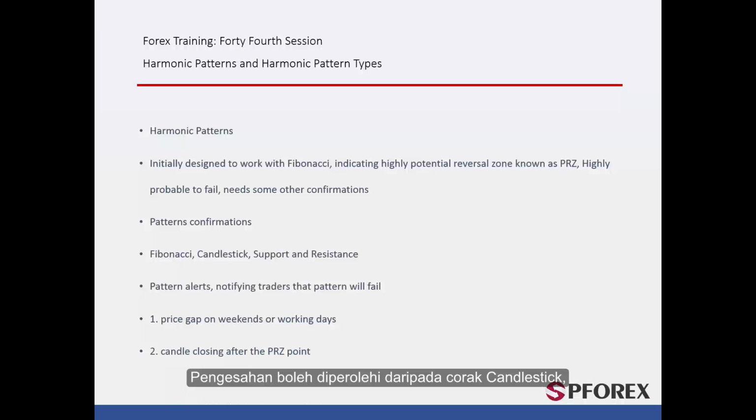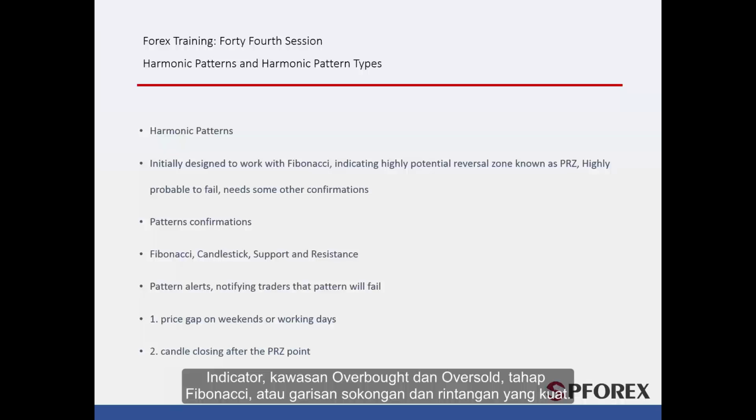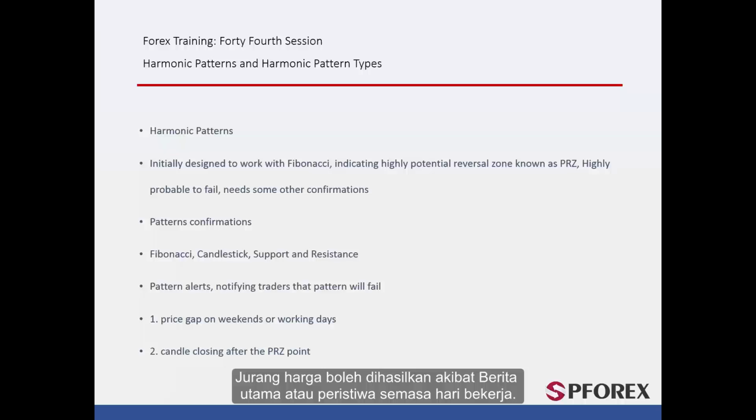Confirmations can be derived from candlestick patterns, indicators, overbought and oversold regions, Fibonacci levels, or strong support and resistance lines. Harmonic patterns may frequently produce invalid signals under some conditions, such as an invalid signal owing to a price gap arising during market close time from Fridays to Mondays. A price gap may also develop as a result of a key news item or an event during working days.